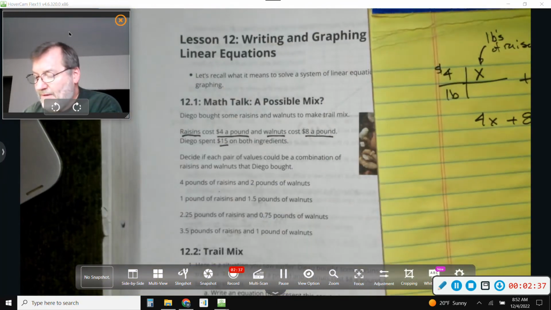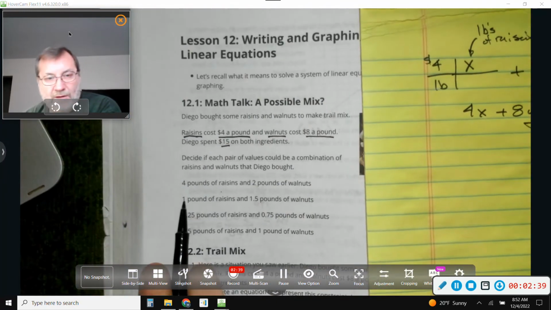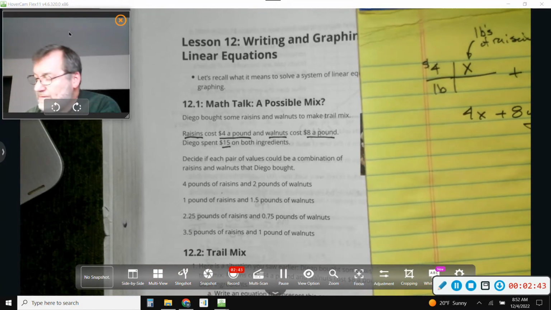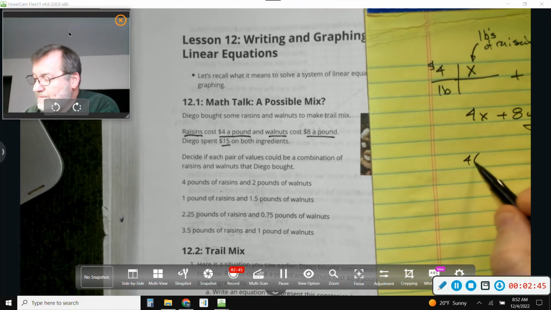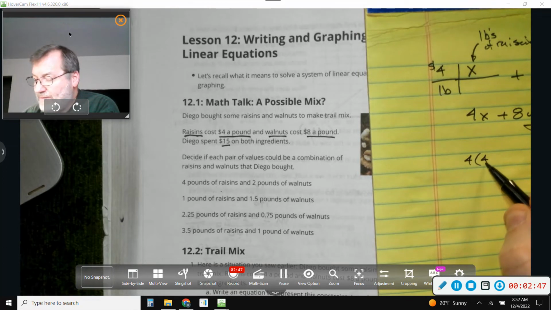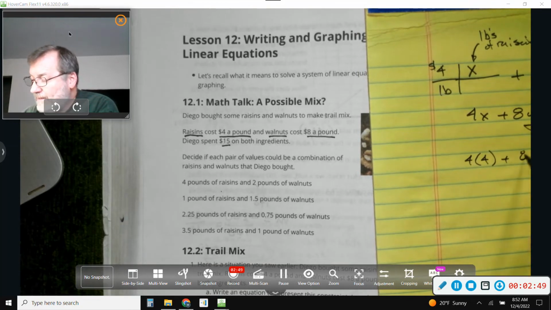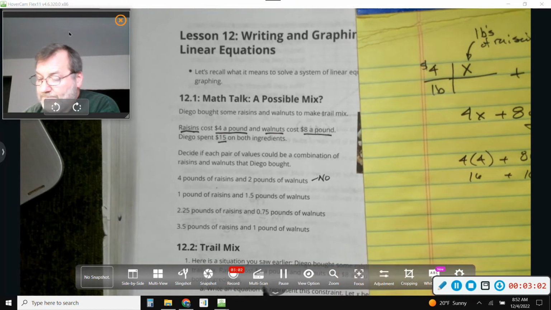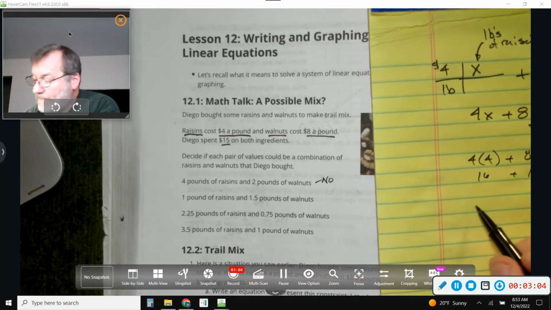So they start out by saying, does 4 pounds of raisins and 2 pounds of walnuts work? Well, let's see. 4 pounds of raisins, so that's $4 a pound times 4, plus $8 a pound times 2. Well, that's 16, and that's another 16, so that's clearly not equal to 15, so that one's going to be a no. Alright, let's try the next one.